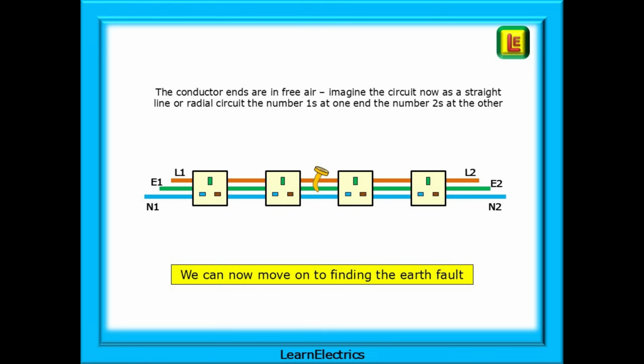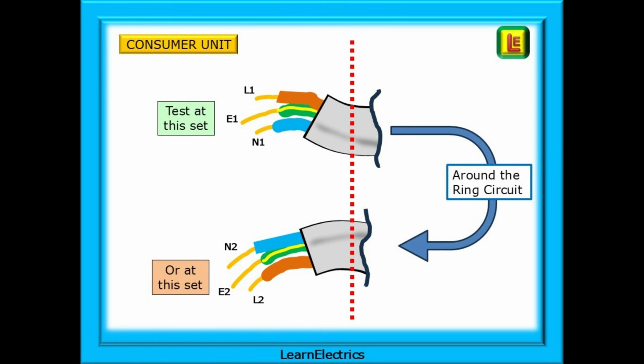I find that this approach makes it much easier to follow what is going on. And now we can move on to finding the earth fault. Just to reiterate that, the 2 ends of the same twin and earth cable are at the consumer unit, but separated from each other, and safe isolation has been carried out. The cable simply leaves the consumer unit, visits all the sockets and returns to the consumer unit.